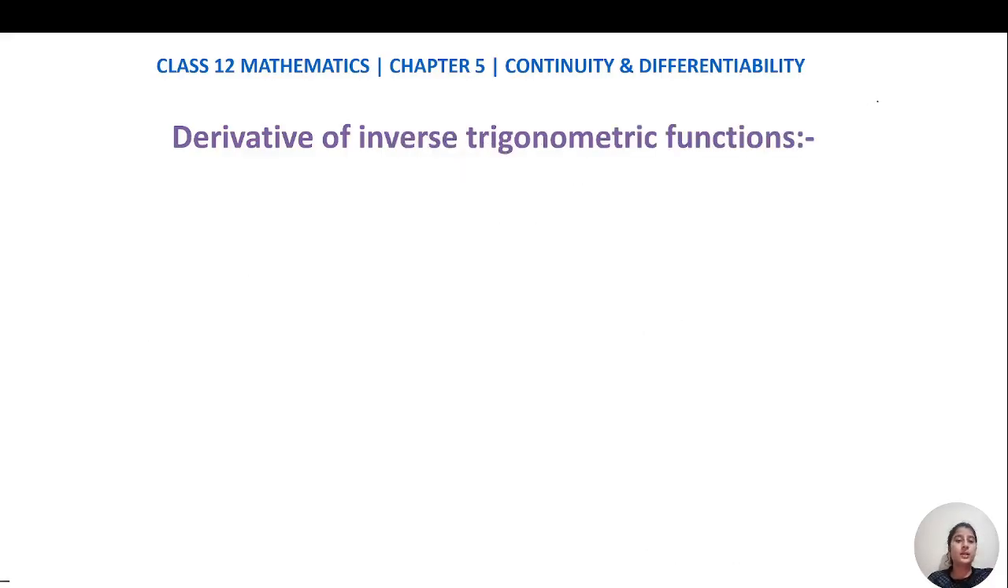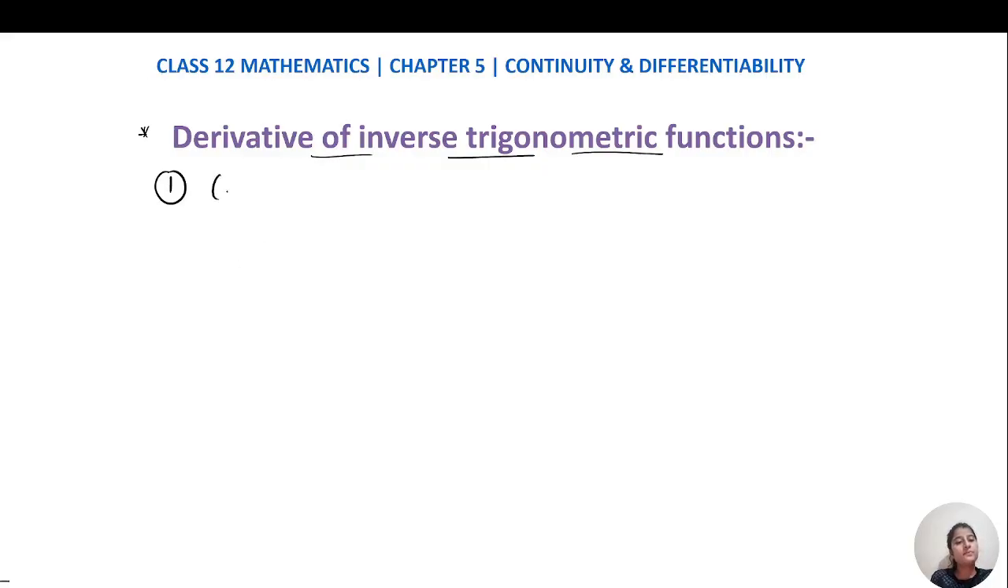Okay, now let's move ahead. Now we have the derivative of inverse trigonometric functions. For inverse trigonometric functions, it is enough for you to learn their formulas, because the proofs are quite lengthy and not needed for you. So just learn the formulas. I will tell you some standard ones, which are enough for you to understand.